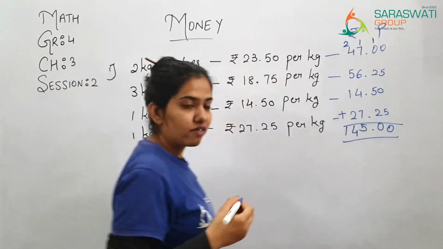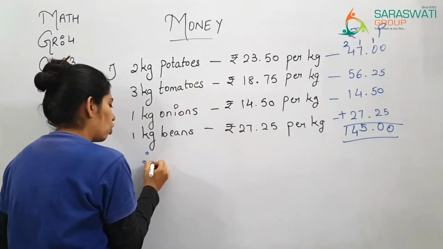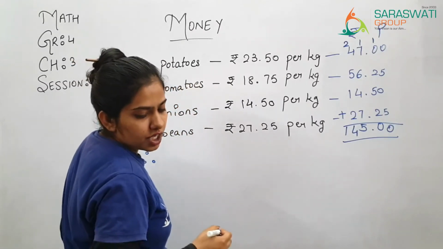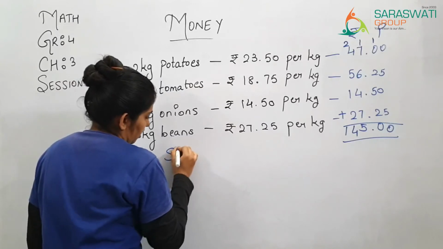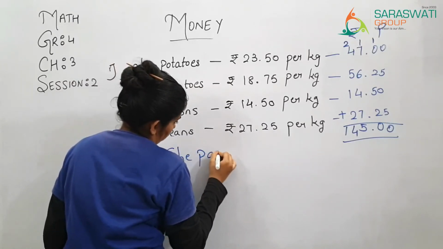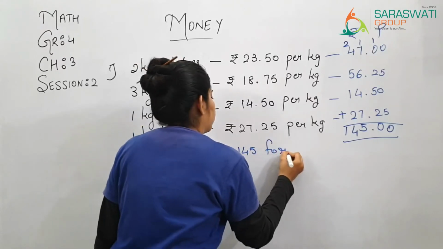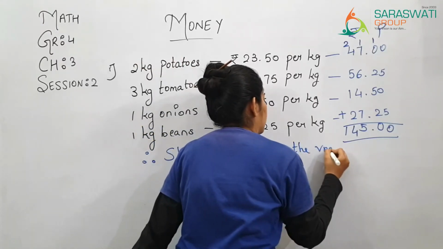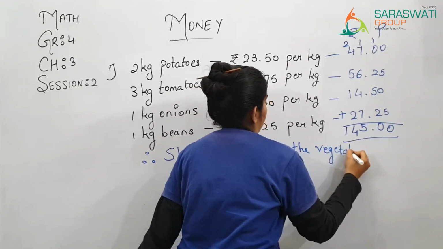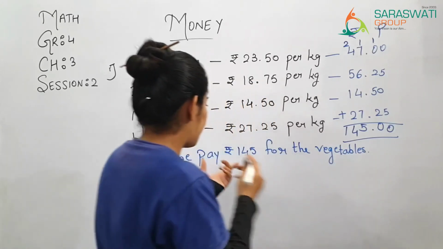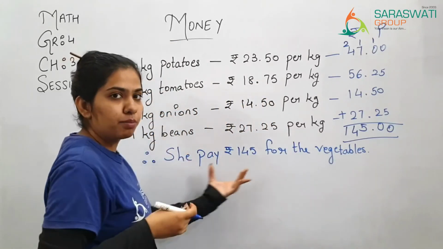So what we will write is the statement. Therefore, she paid rupees 145 for the vegetables. As I was not having space, I have not kept that multiplication part.